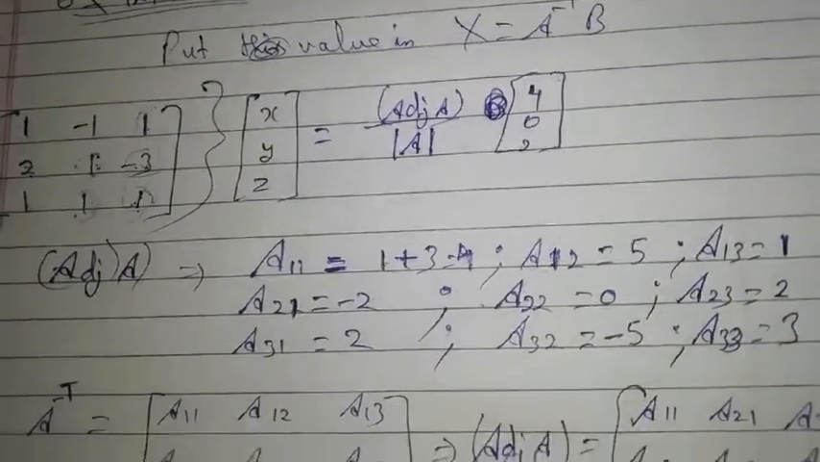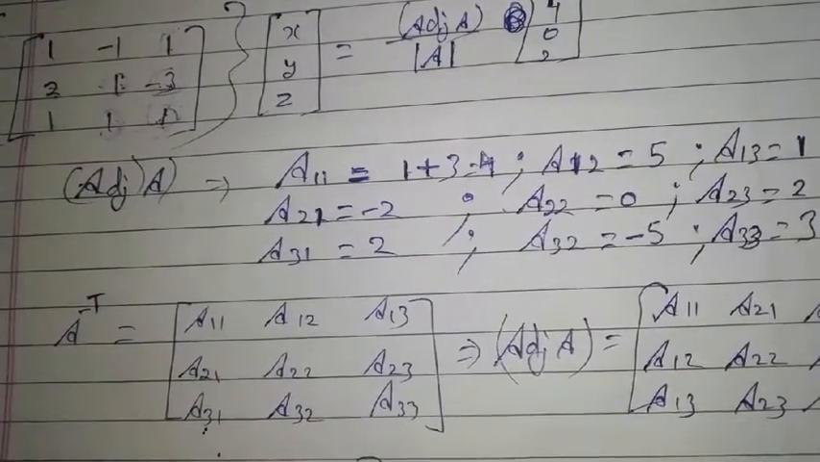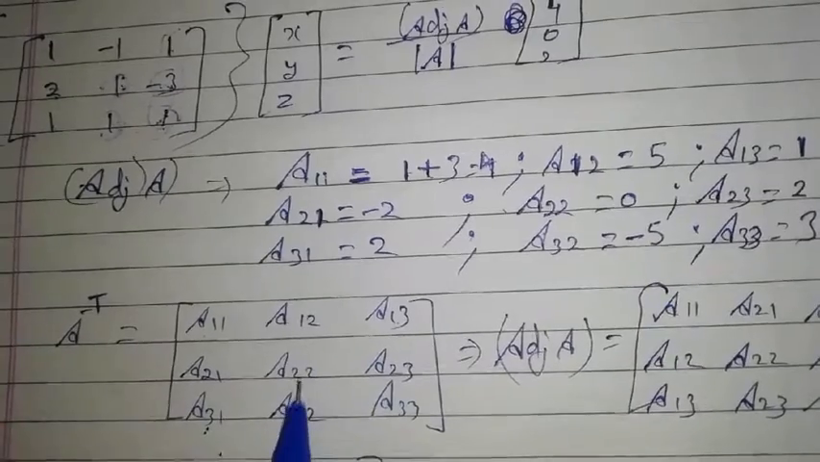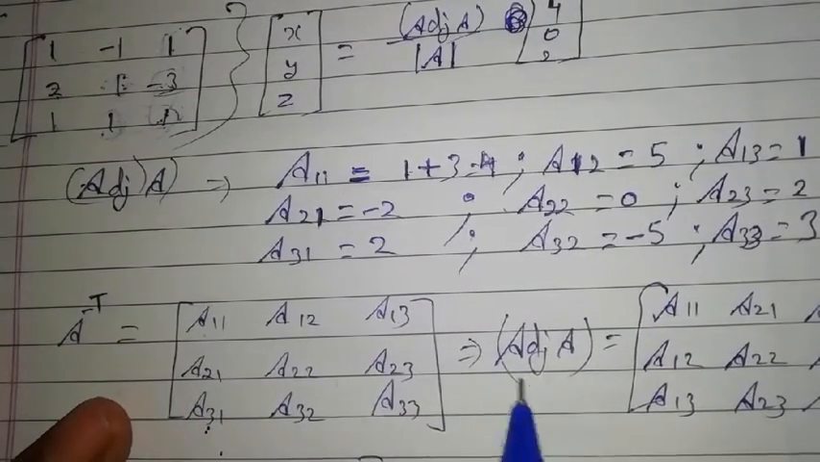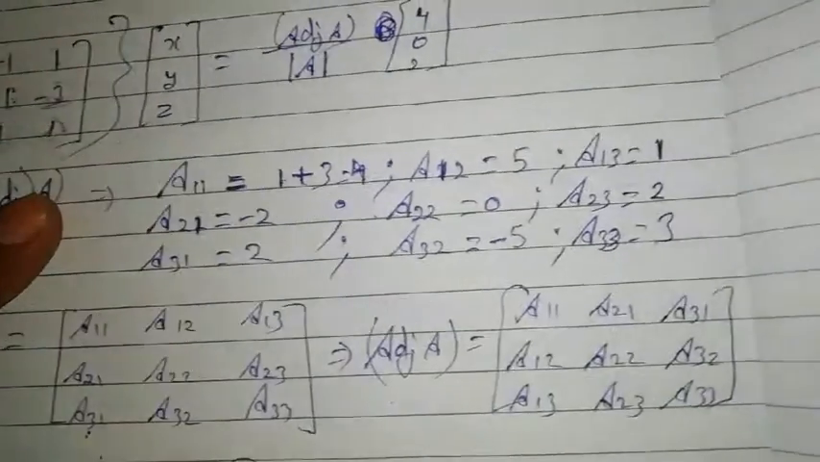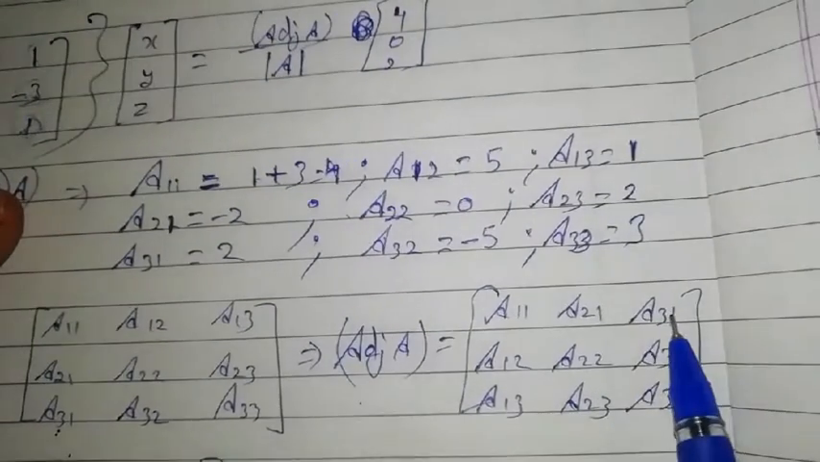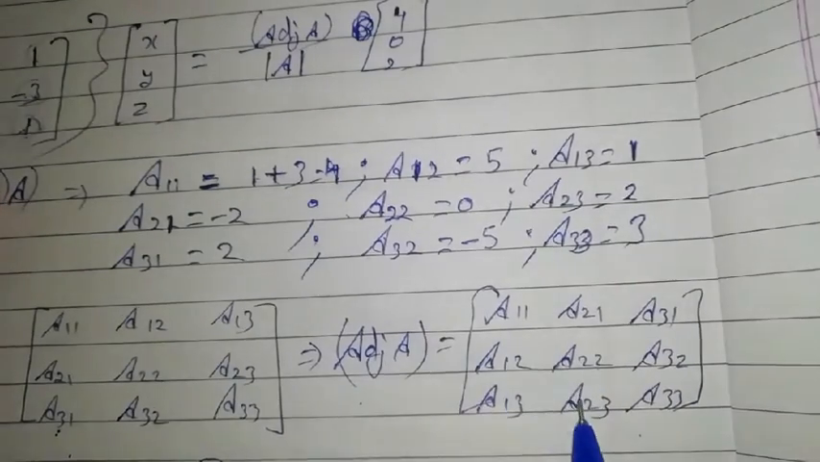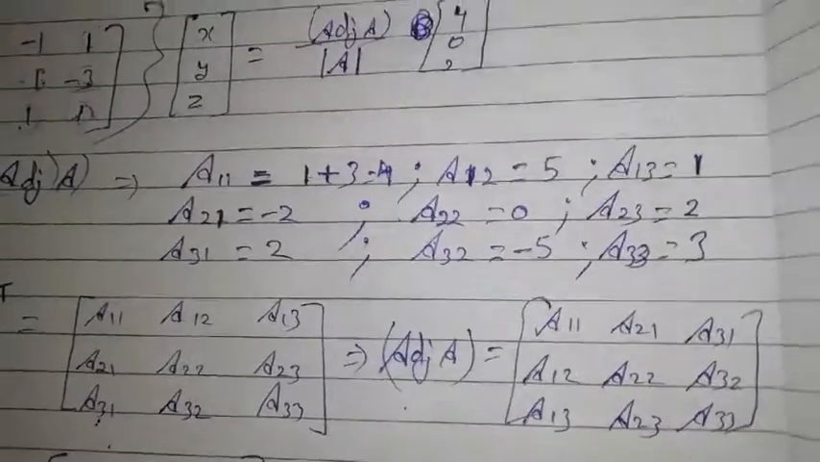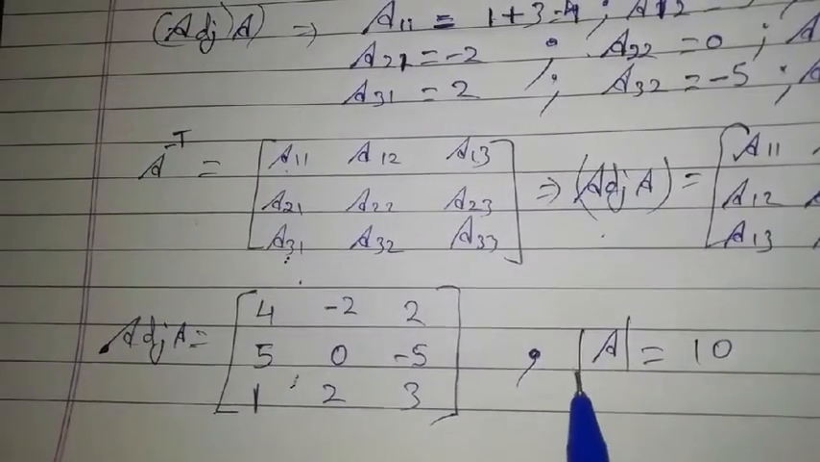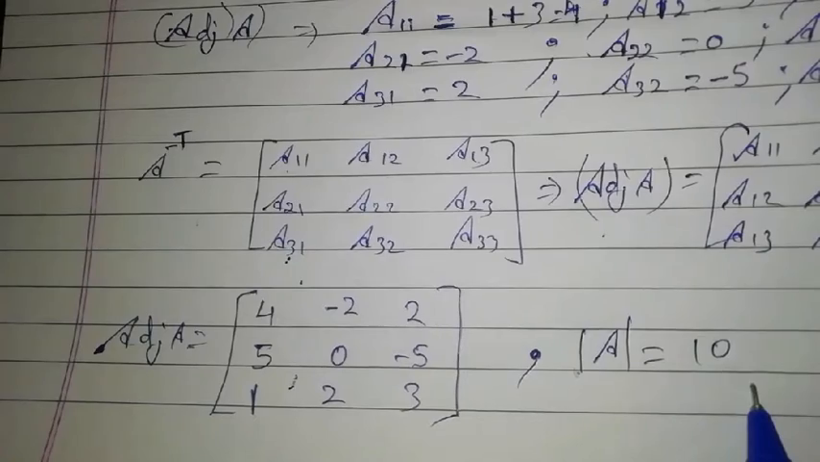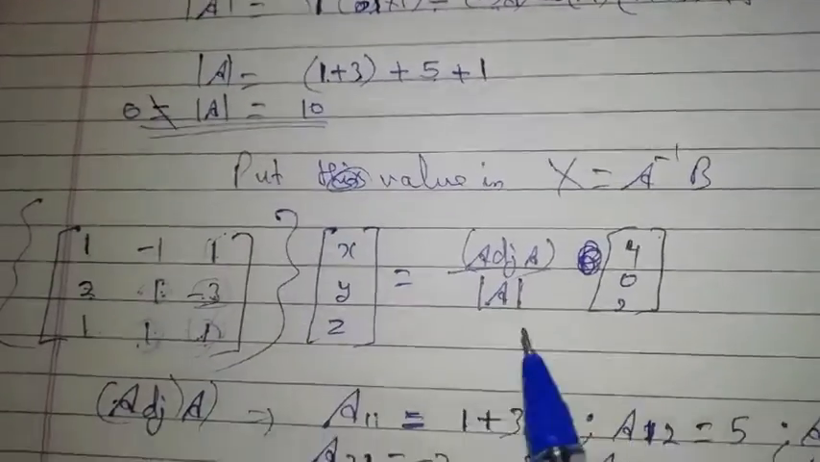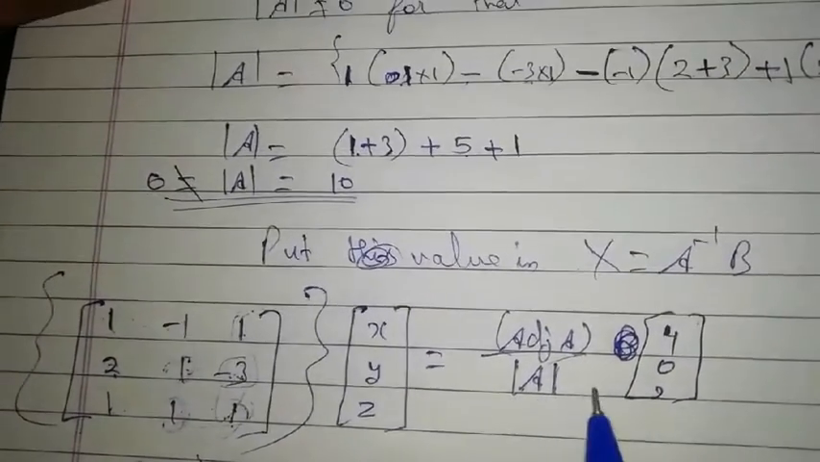Now to find the adjoint, first we will find the transpose. So it is A11, A21, A12, A13 like this. Okay, so adjoint is the interchange of rows into columns. So we will write it as A11, A21, A31, A12, A22, A32 and so on. Okay. Now we will put the values. So our adjoint will look something like this. And we have the value of determinant of A equal to 10. Okay. Now we will put these two values here in this equation.